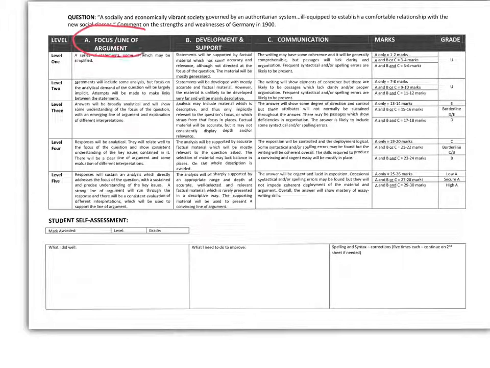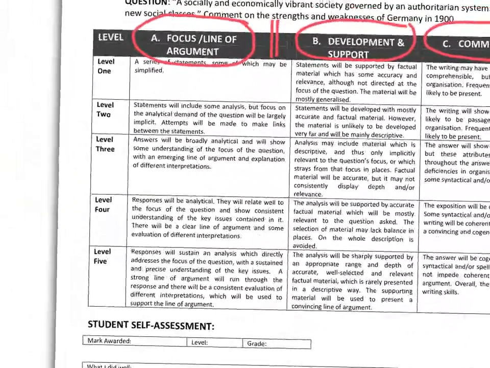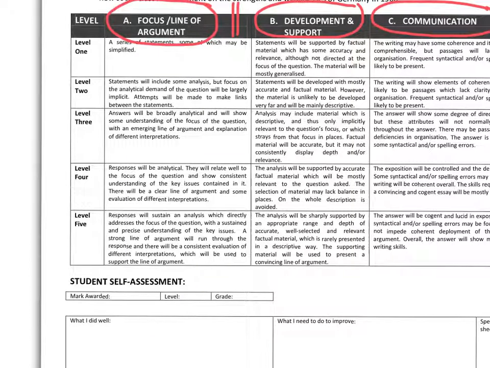First of all, you've got the focus, the line of argument, then you've got the development and support, then you've got the communication. So this first podcast will focus on A, the focus, the line of argument. So zooming in. As you can see, the examiner works on levels rather than grades.